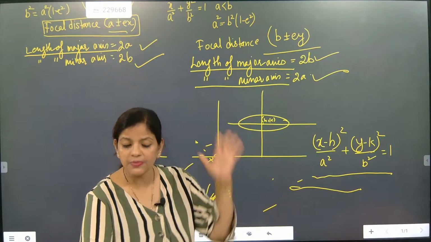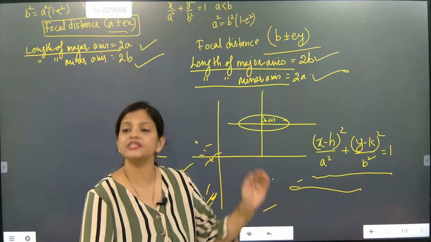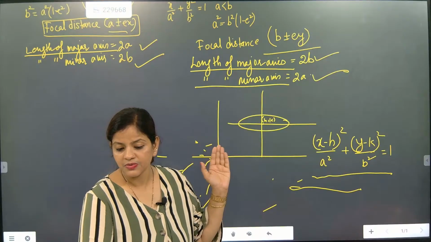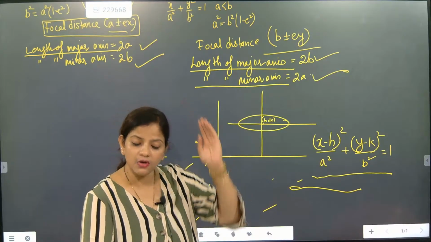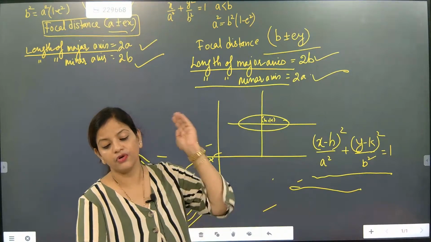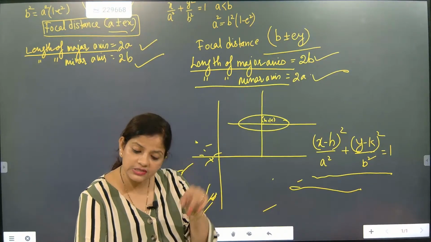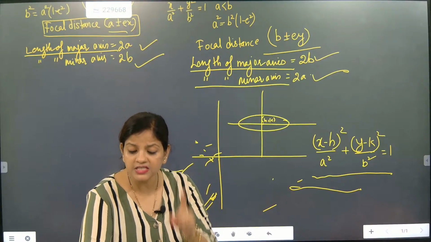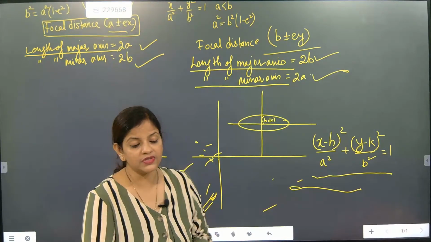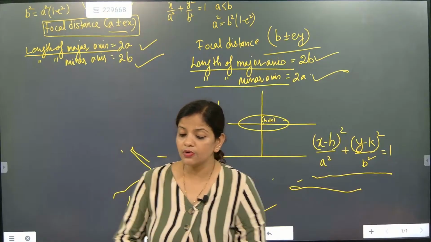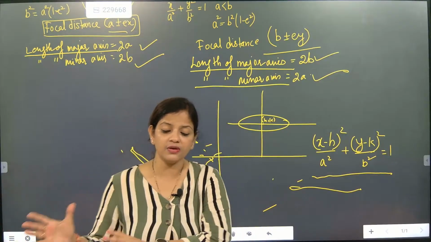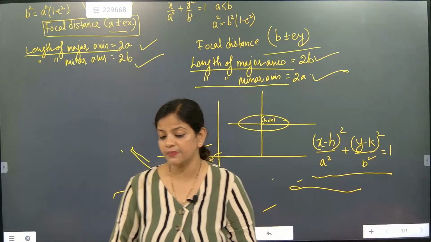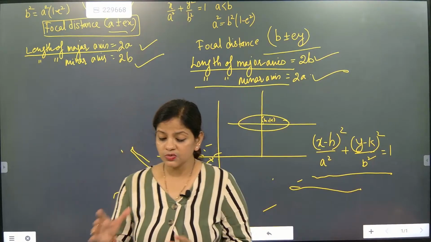Understood? Take eccentricity anywhere, its value will always be less than 1 for an ellipse. Understood, beta? For a circle, eccentricity will always be 0, and for a parabola it will always be equal to 1. And this is the most important thing: for a hyperbola, you can take eccentricity anywhere, it will always be greater than 1. Have you understood that, beta?